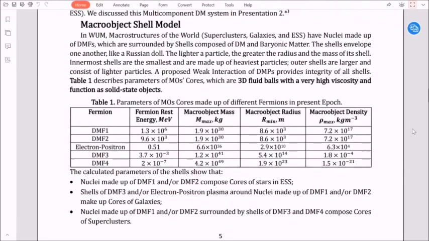A proposed weak interaction of dark matter particles provides integrity of all shells. Table 1 describes parameters of macro object cores, which are 3D fluid balls with a very high viscosity and function as solid-state objects. The calculated parameters of the shell show that nuclei made up of DMF1 and DMF2 compose cores of stars in extrasolar systems. Shells of DMF3 and/or electron-positron plasma around nuclei made up of DMF1 and DMF2 make up cores of galaxies. Nuclei made of DMF1 and DMF2 surrounded by shells of DMF3 and DMF4 compose cores of superclusters.